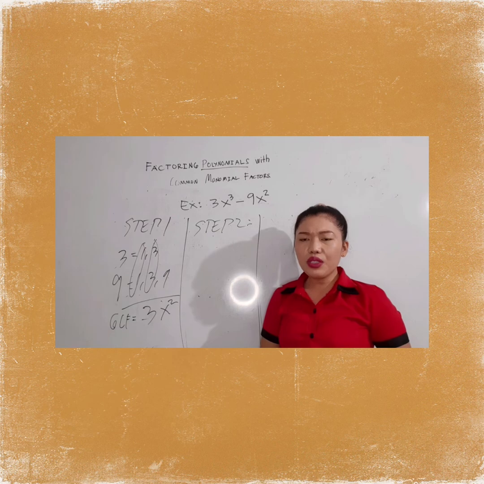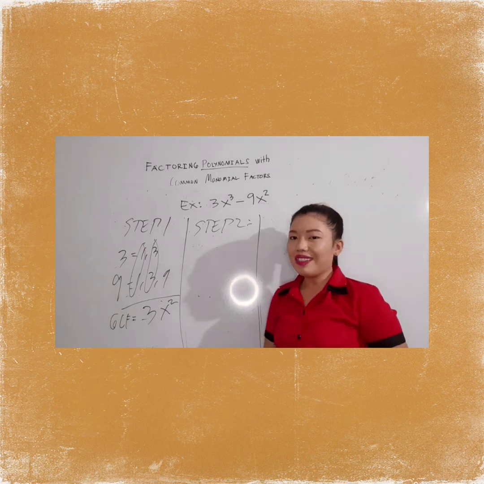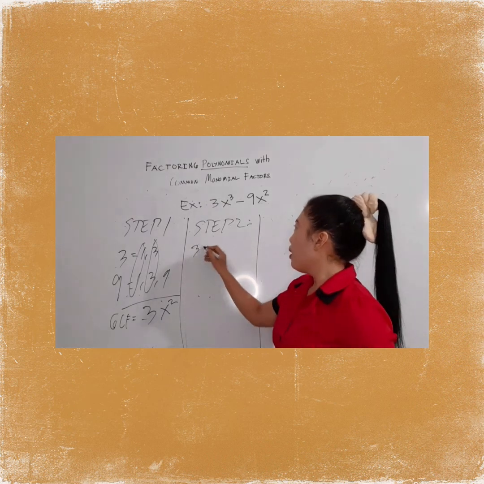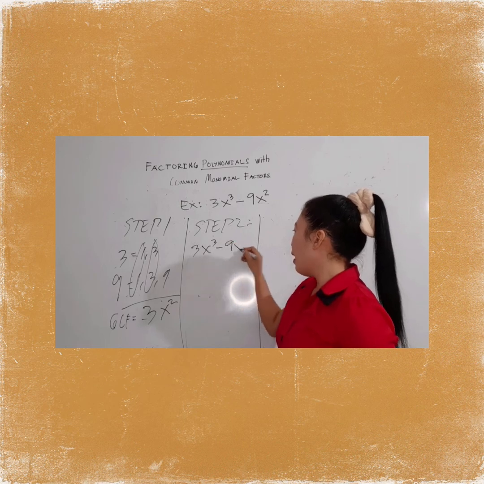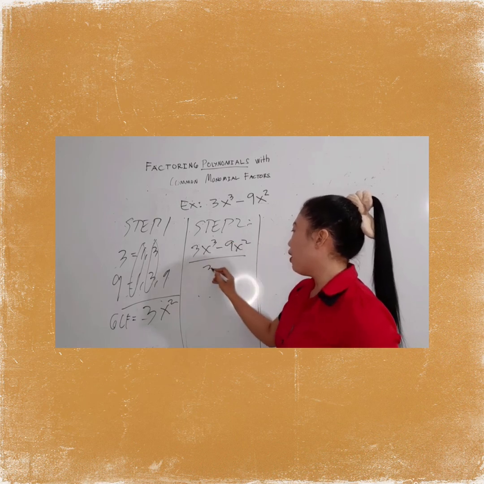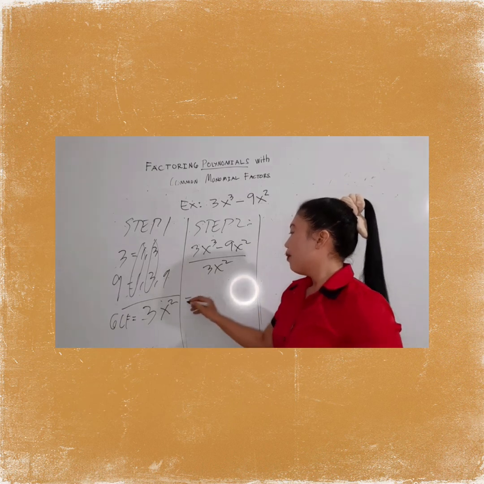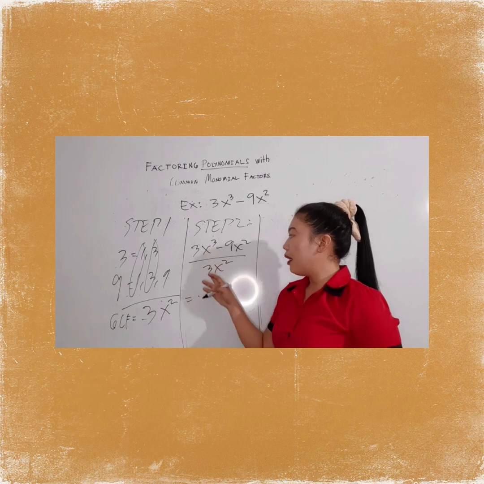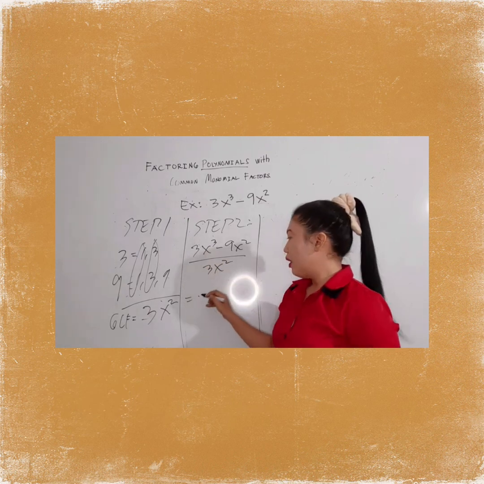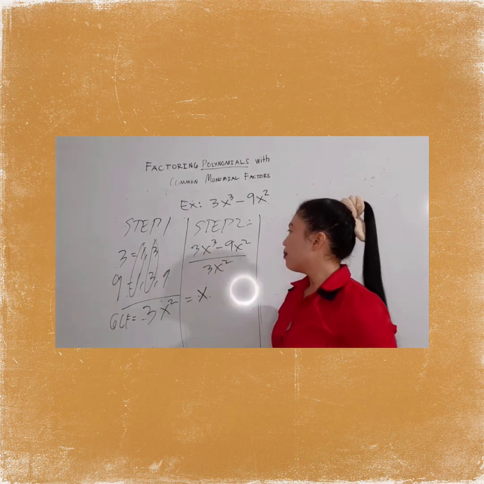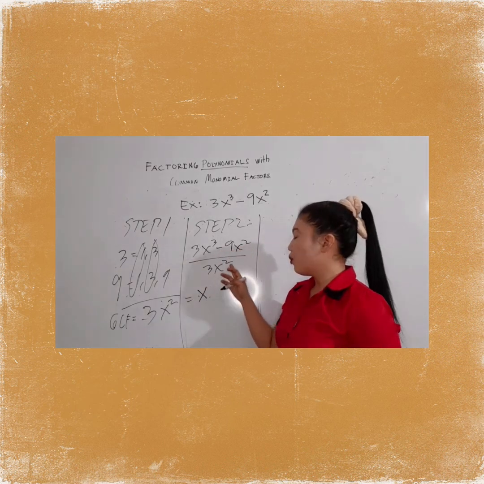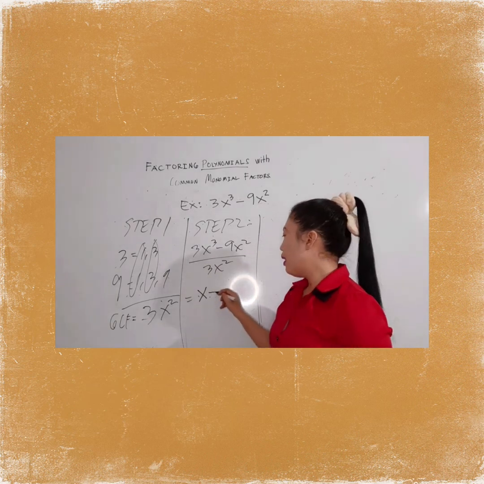By the way, what is our step 2? Yes, divide. So divide each term by our GCF. So we have 3x cubed minus 9x squared divided by 3x squared. 3x cubed divided by 3x squared, the answer is x. Negative 9x squared divided by 3x squared, the answer is negative 3.